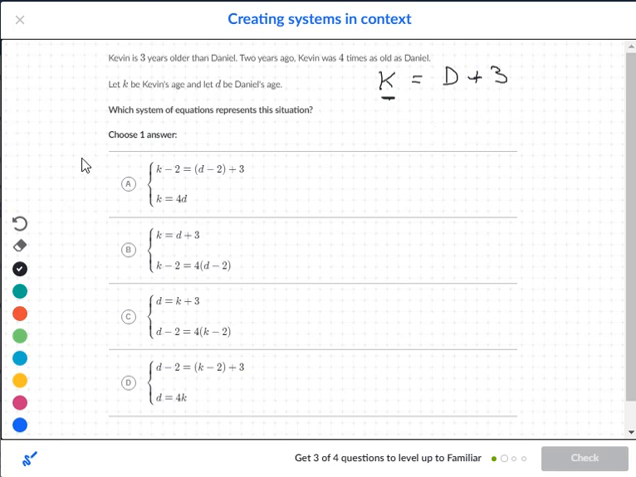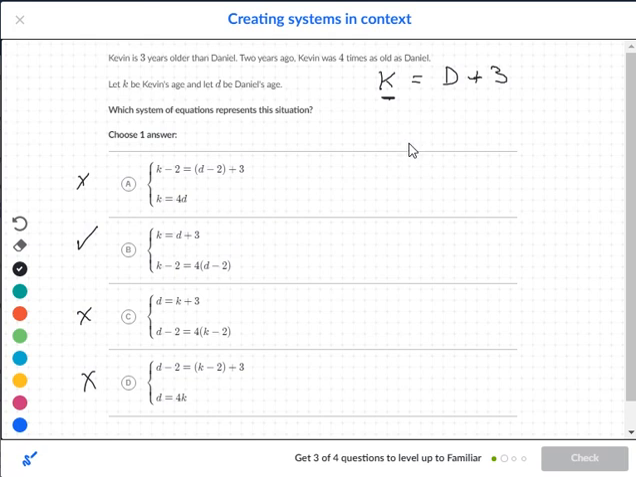And looking at all our choices here, it wouldn't be A. K is equal to D plus 3. It looks like it's going to be B. This is D is equal to K plus 3. So now what you're saying is Daniel's older. That's not true. And this is D is equal to 4K.